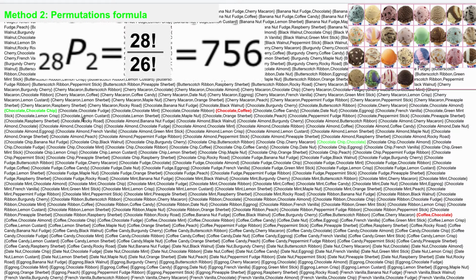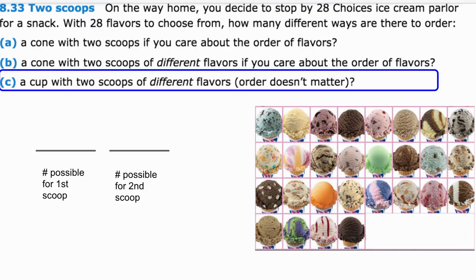Remember, the big difference between permutations and combinations is order matters. So for example, chocolate chip is different than chip chocolate. Or chocolate coffee is different than coffee chocolate. We're counting those separately. Order matters. If you actually list out the entire sample space, there would be 756 of these. All right, part C, a cup with 2 scoops of different flavors.